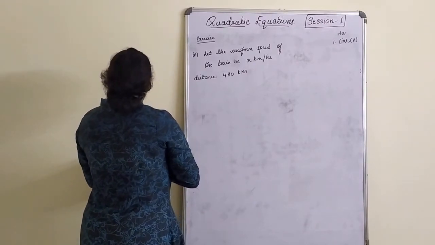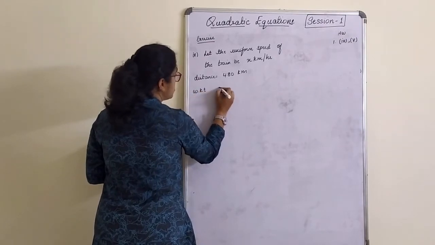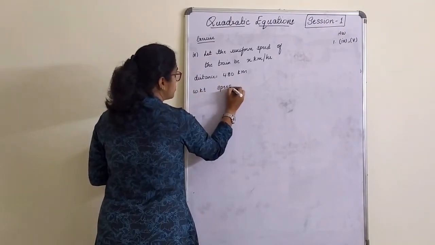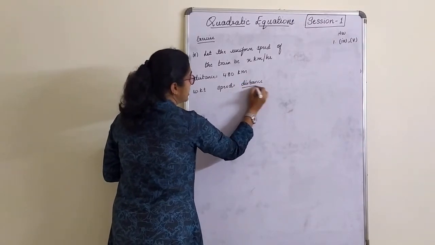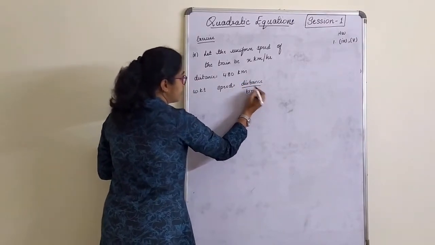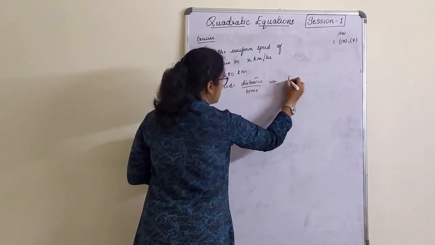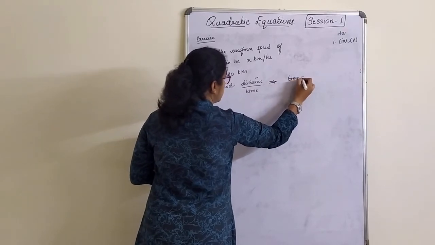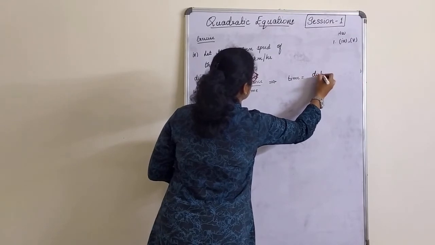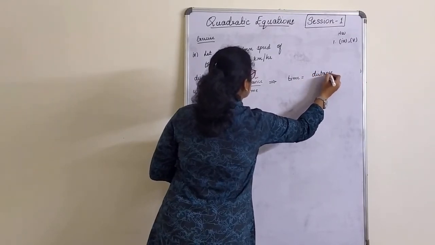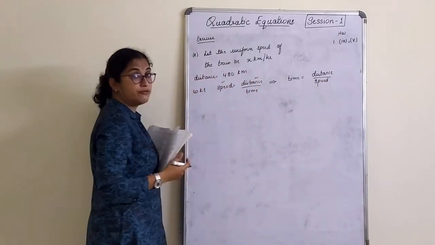So, anything else they have given? We know that. We will write off here and keep. What do we know? Speed is equal to distance by time. Here we know something about speed and distance, but time is to be found out. So we write this in terms of time is equal to distance by speed. In this manner we will consider this.